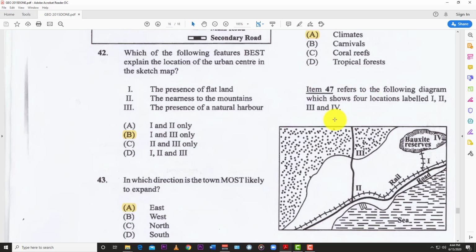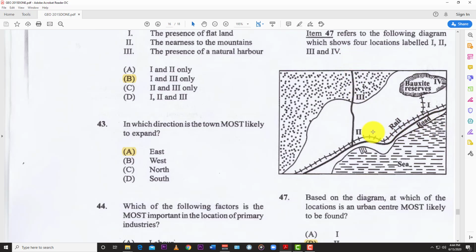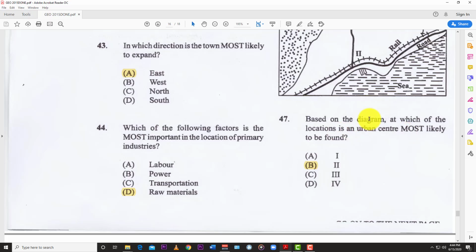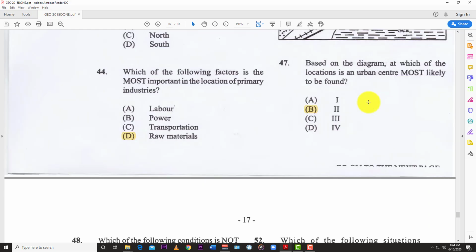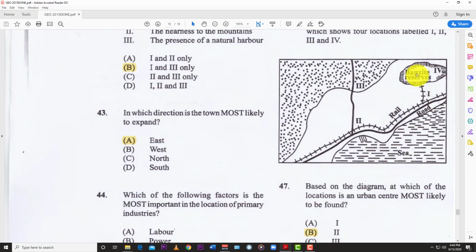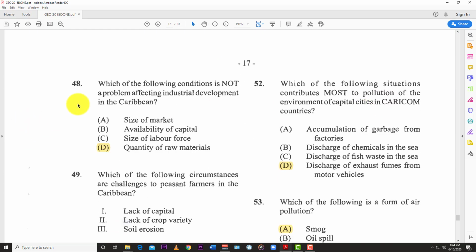Now 47 refers to the following diagram, which shows 4 locations labeled 1, 2, 3, and 4. Based on the diagram, at which of the following locations is an urban center most likely to be found? And the answer here is 2. Alright, B, 2. Alright, so let's move on. And of course, that's because you don't want anybody located where minerals are being extracted. And of course, you have the sea and the beach and the pier. So that's normally a more urbanized area, the township.